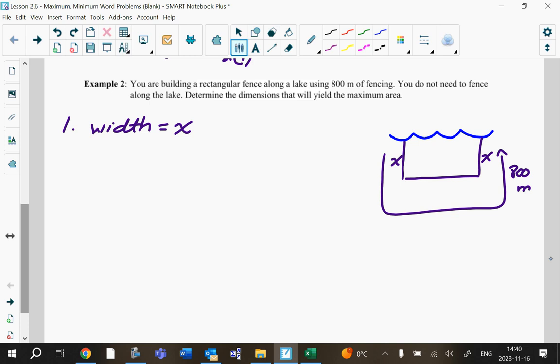But we've used a total of 800. We've used an x and an x. What would be an expression for the length? How much is left after you use two widths? From 800. 800 minus 2x. Excellent. Now we're ready to make the quadratic function by multiplying. How do you find the maximum area? Well, you multiply width by length, or length by width.